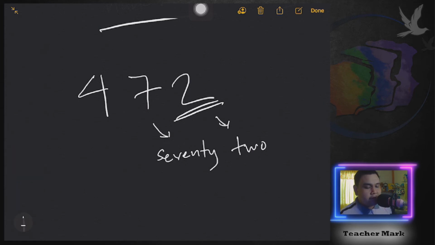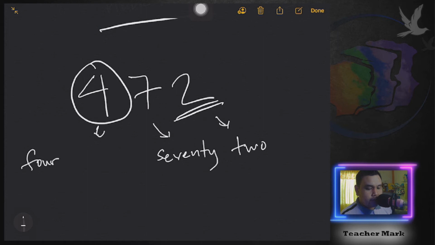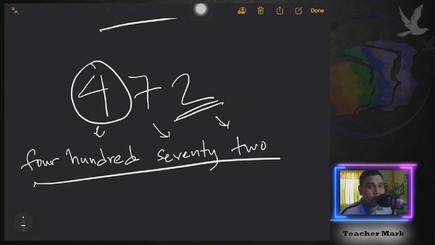So for the hundreds digit, we have 4. And in the hundreds digit, we don't read them as 1, 2, 3, 4, 5, 6, 7, 8, 9, 10. You don't read them as 10, 20, 30, 40, 50, 60, 70, 80, 90. But instead, you read them as 100, 200, 300, 400, 500, 600, 700, 800, 900. So in this case, since it's 4, we will read this as 400. So reading this number, we have 472. Okay?